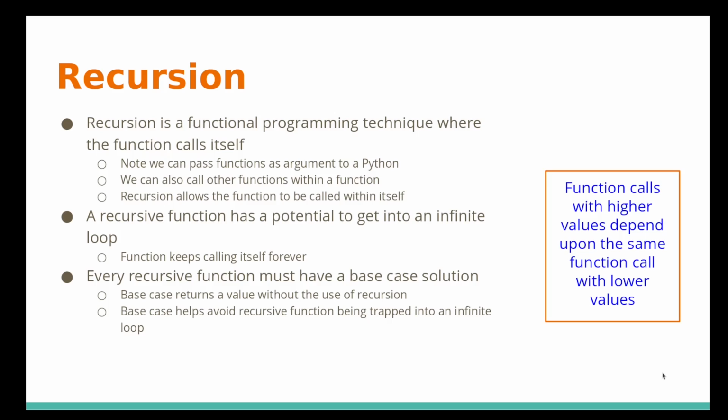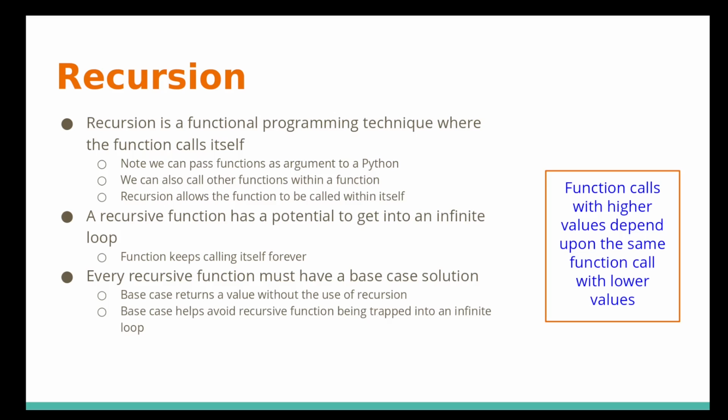Mathematically, recursion is a functional programming technique where the function calls itself. Note that we can pass functions as arguments in Python, so this allows us to do recursion. We can also call functions within a function, so these two concepts are what help Python carry out recursion. Every recursive function must have a base case solution. A base case returns a value without the use of recursion. This is like the first person in our analogy getting the ticket.